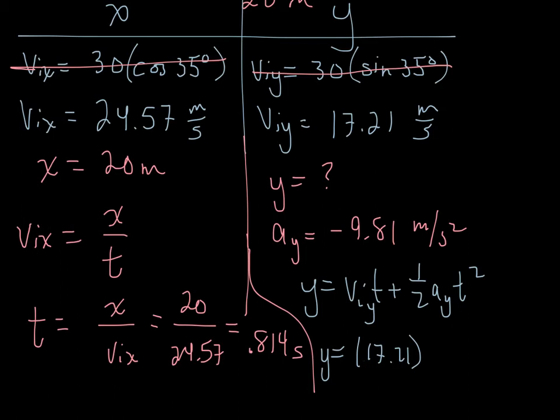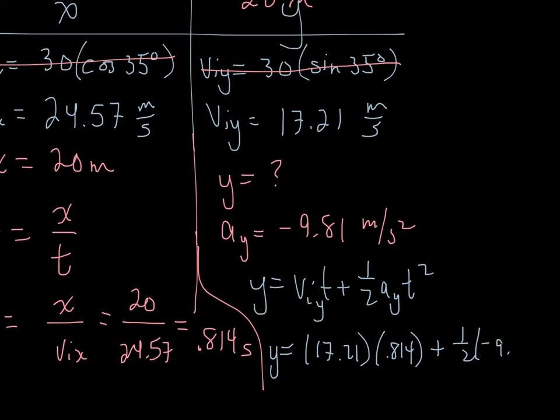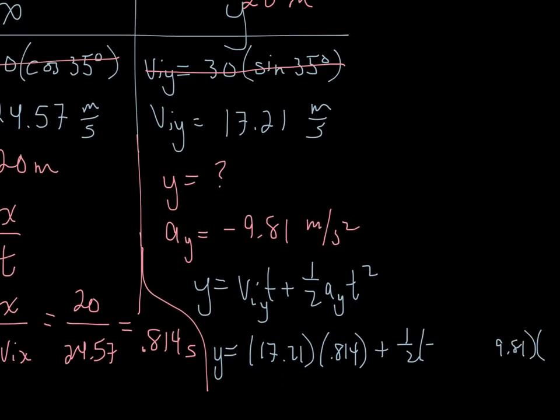Okay, that's 17.21 times the time of 0.814 plus 1/2 times negative 9.81 times t squared. Do you mind if we skip and just go straight to negative 4.1? Sure. Just make sure you squared the 0.814, please. Square that, then multiply it by the negative 4.905, or half of negative 9.81.